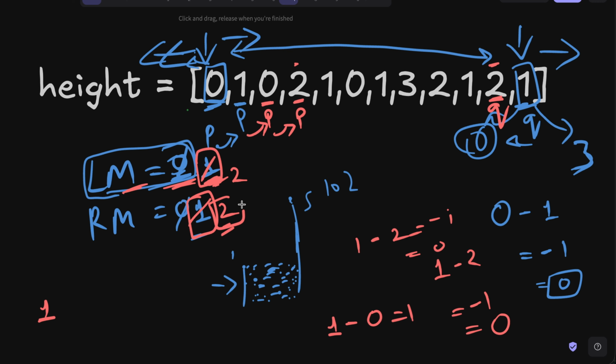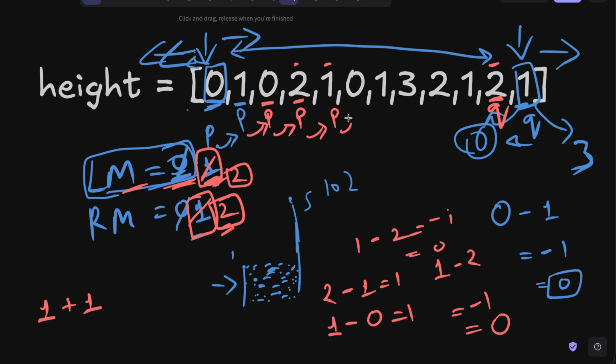And now we have both of these the same, right? So we will just update the P again. So P will come here. Now what is the amount of water we can store here? We are going to do the same. Okay, we are going to take the 2 as the left max and we will subtract 1 here. So it will give us 1. So it means in the sum we will again add 1.